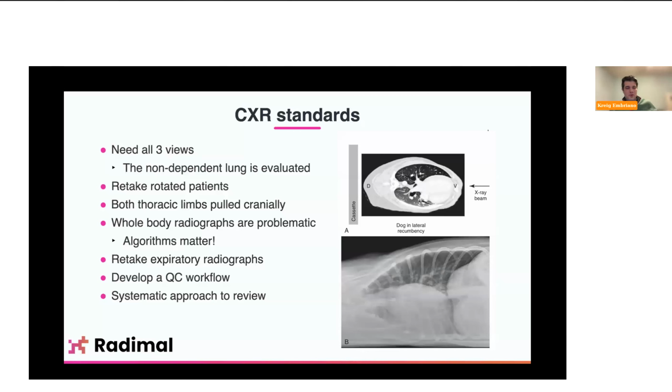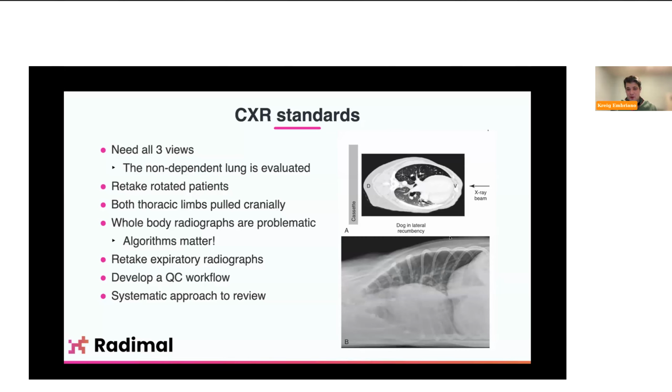And then moving into what we want our radiographic standards to be, we really need 3-view radiographs. There's not really a good answer or excuse not to get 3 views. And the main reason for that is because when we're looking at lateral views, we're looking at the non-dependent lung. We're not looking really at the dependent lung much at all.